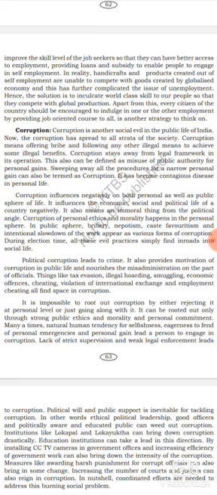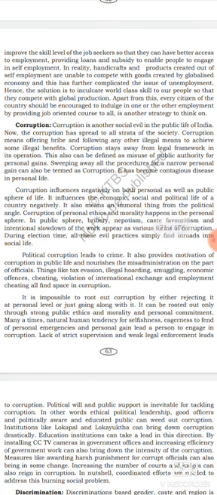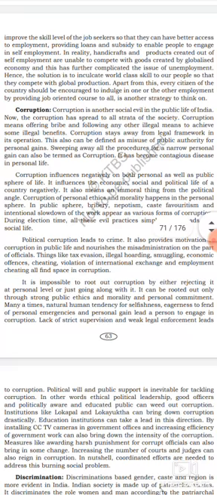It is impossible to root out corruption by either rejecting it at a personal level or just going along with it. It can be rooted out only through strong public ethics and morality and personal commitment. Got it? Many times, the natural human tendency for selfishness, eagerness to find personal emergencies and personal gain lead a person to engage in corruption.